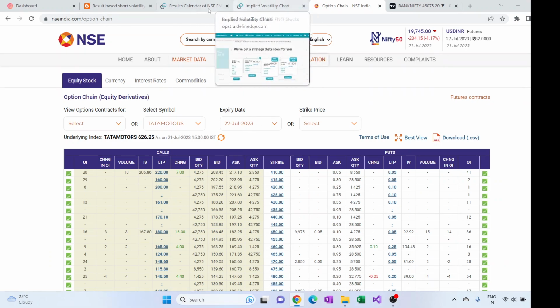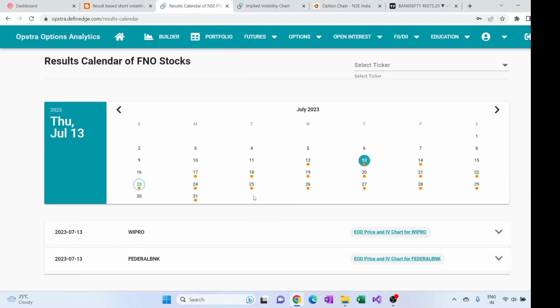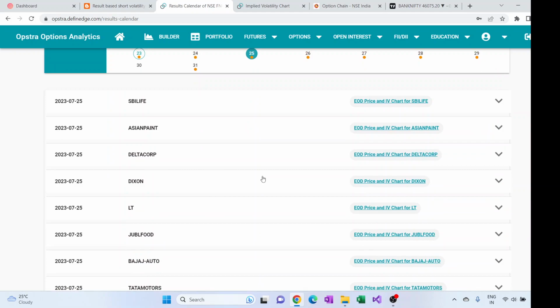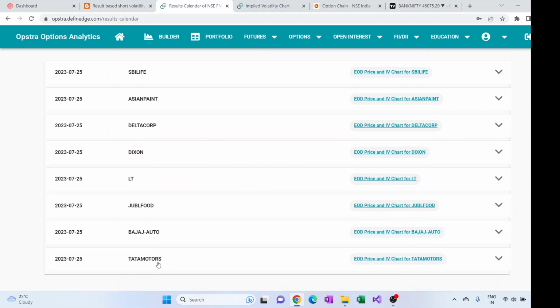How I work it out is, say, take an example of the 25th of July when the results are coming. We'll compare Tata Motors and L&T. I select those stocks where the results are about to come after market close.